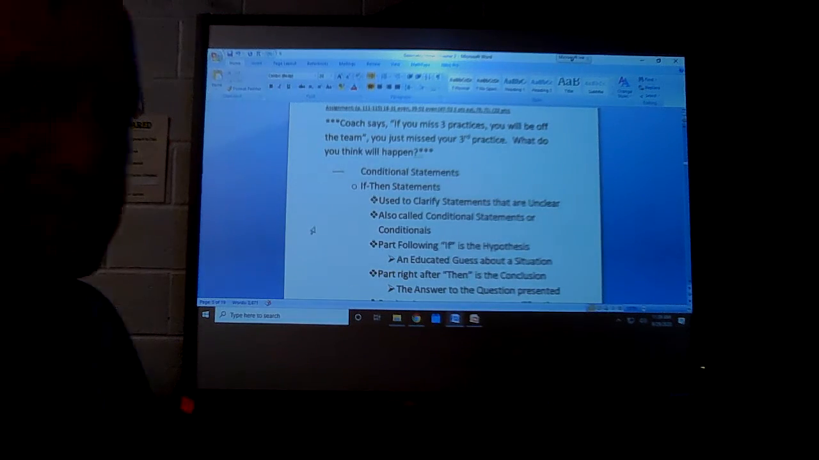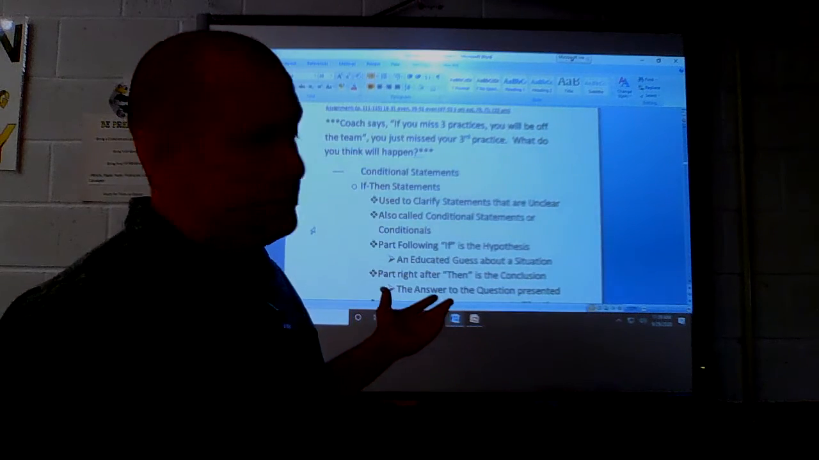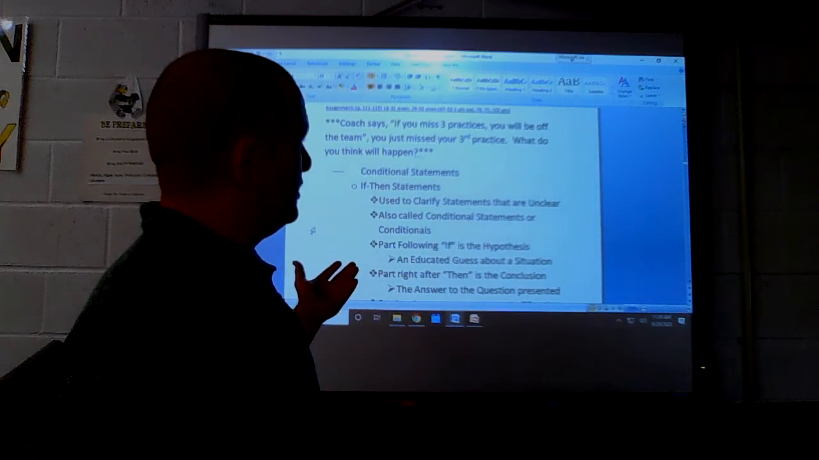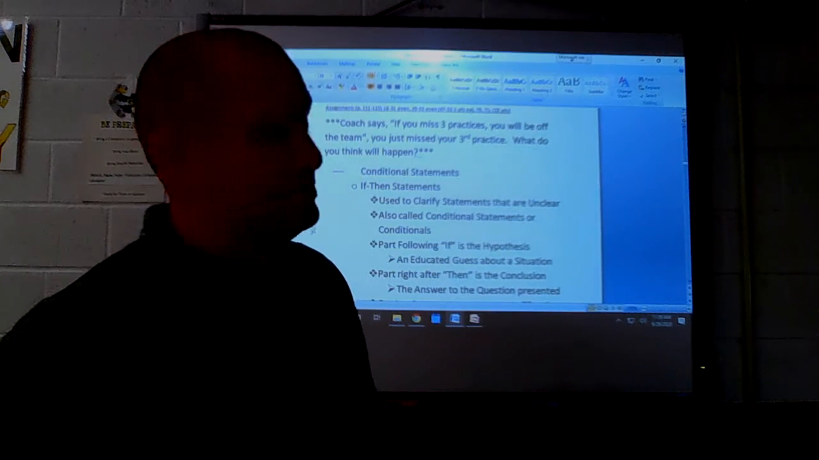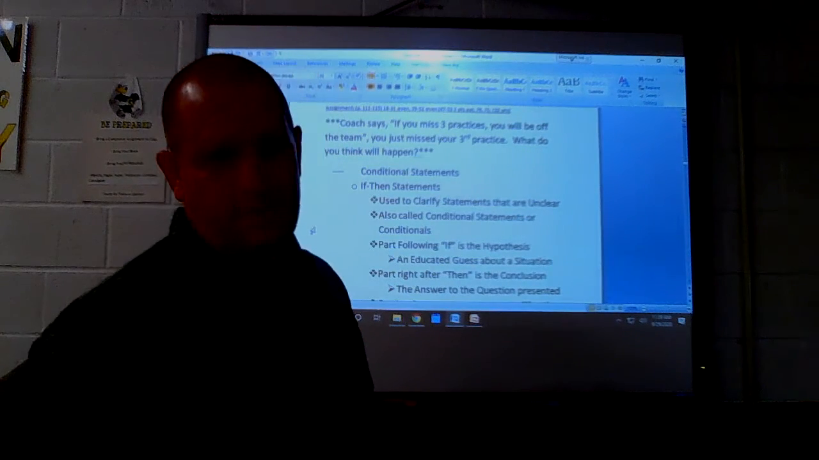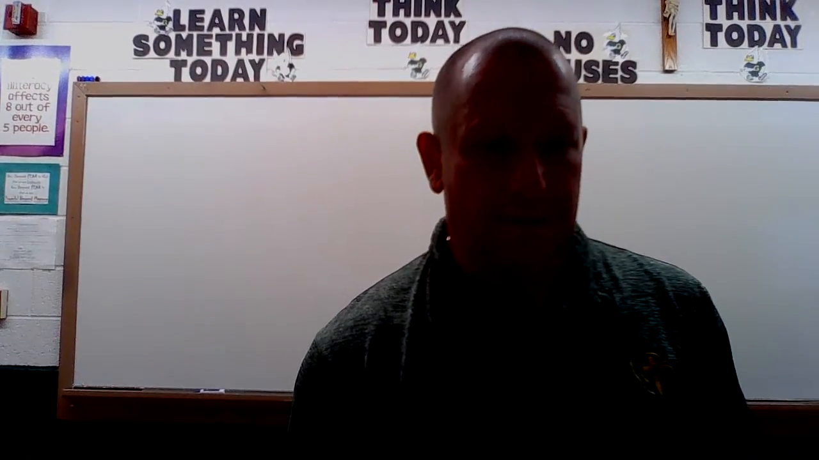So if you think about this for a second or two, hopefully you take to heart what the sentence says, or that the coach said. And unfortunately, you would expect that that person would get kicked off the team. All right, so this is an example then of something called an if-then statement or a conditional statement, and that's what we're going to talk about today.